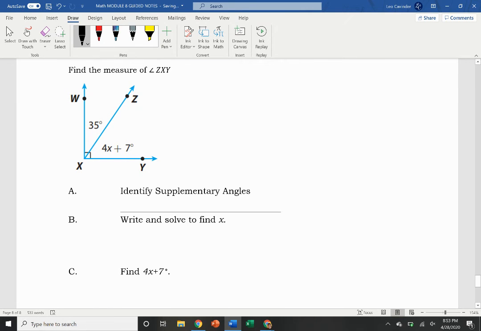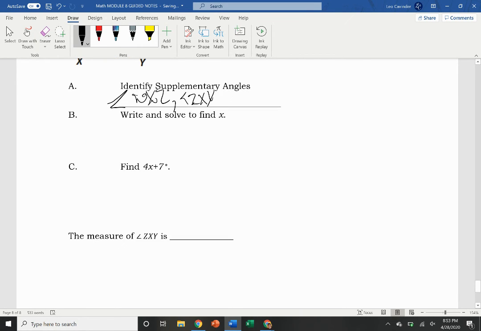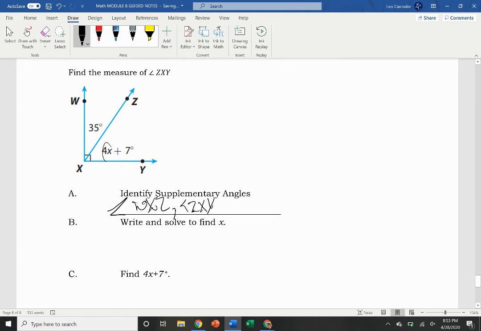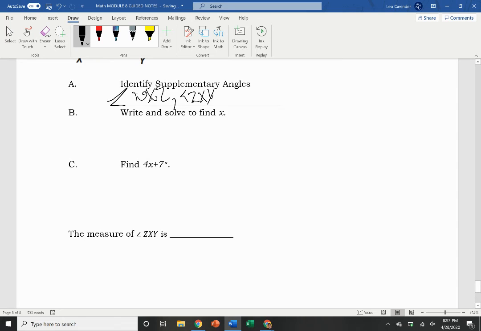So once again, we're going to identify the supplementary angles. In this case, it is WXC and CXY. Then write and solve to find x, which, as you can see here, is an x there. The sum of the measures of complementary angles, as we know, is 90 degrees. We're going to substitute the values, combine like terms, and then find x.